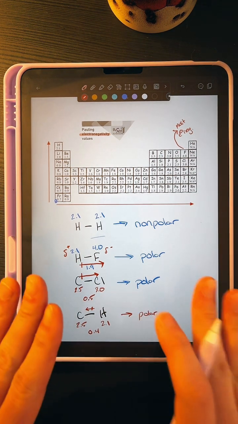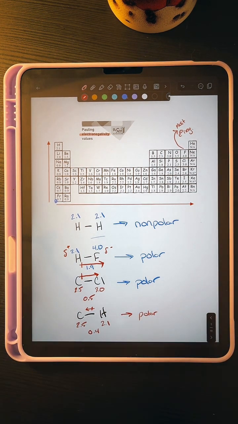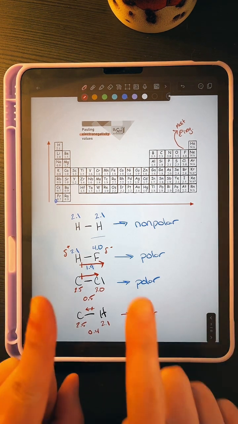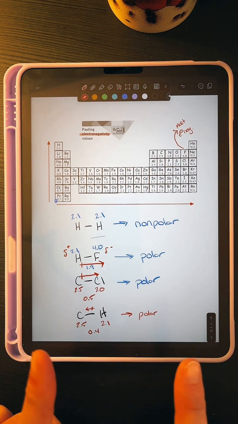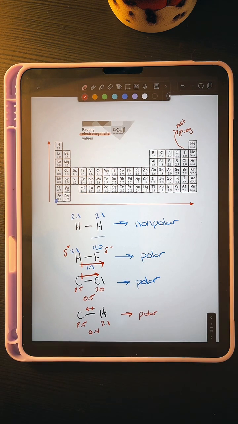So these are just bonds. This is not getting into our overall molecules. Yeah, these are just the bonds themselves. And yes, generally speaking, if it's not a large difference, then you can say that it's nonpolar. But to say that if C and H are bonded to each other, therefore they are nonpolar, is not entirely true.